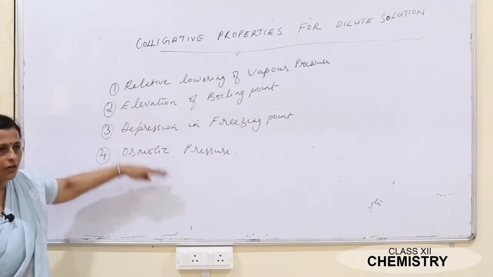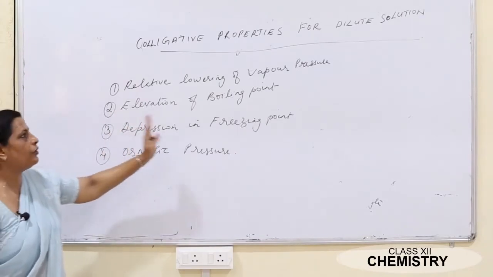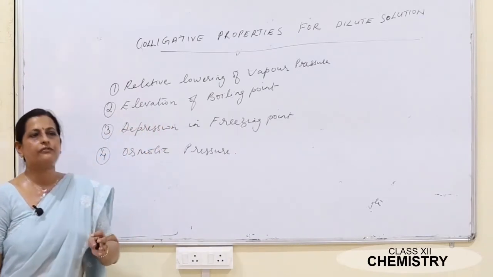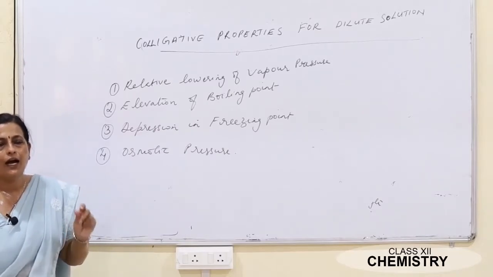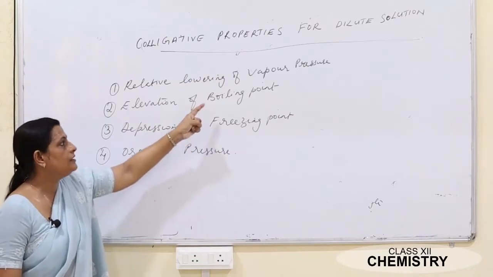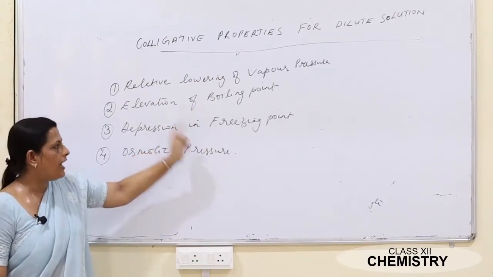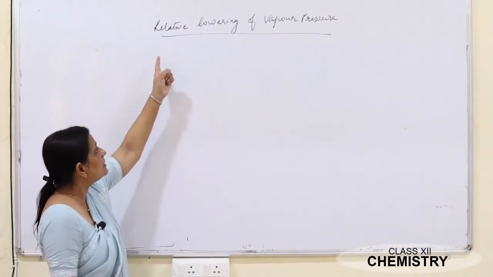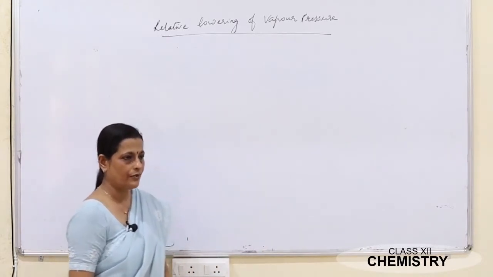So all these 4 colligative properties, they will depend upon only what? The amount of non-volatile solute which we are adding in the solution. It won't depend upon the nature of the non-volatile solute which we are adding. So now we'll discuss relative lowering of vapor pressure.